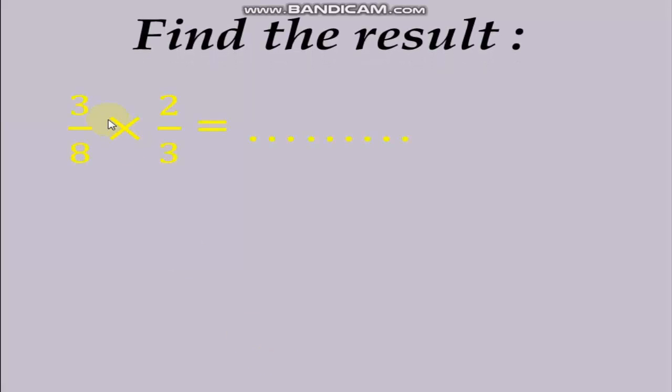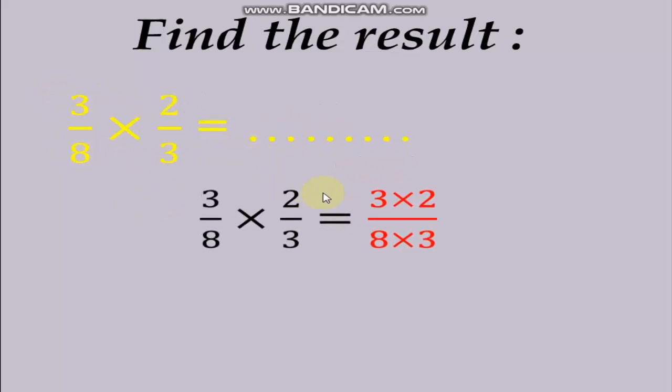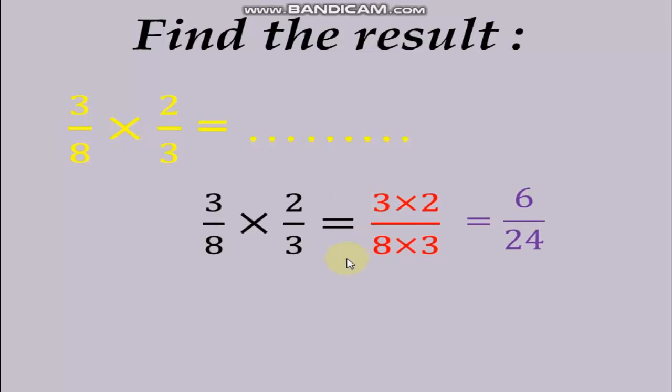Find the result. 3 over 8 times 2 over 3. At first, multiply the numerators and denominators. 3 times 2 equals 6. 8 times 3 equals 24.